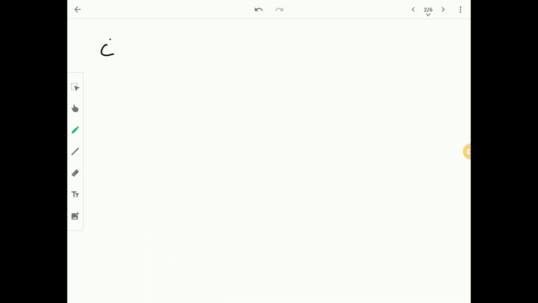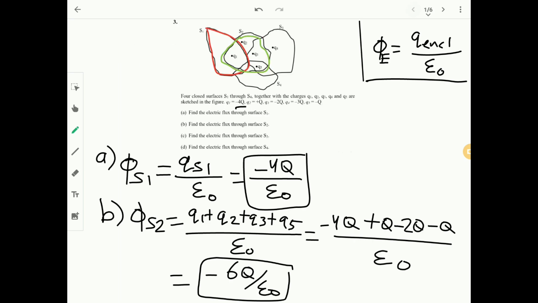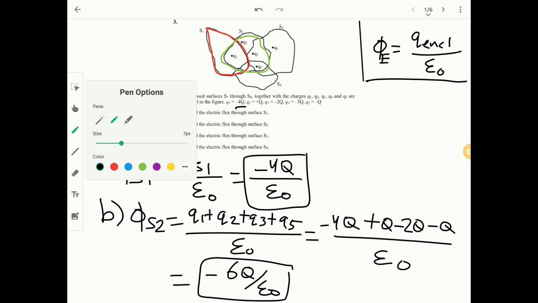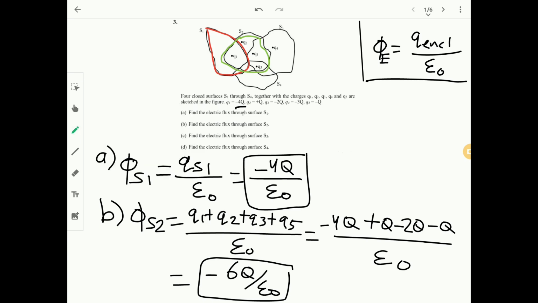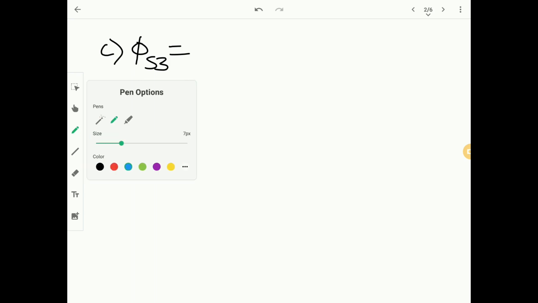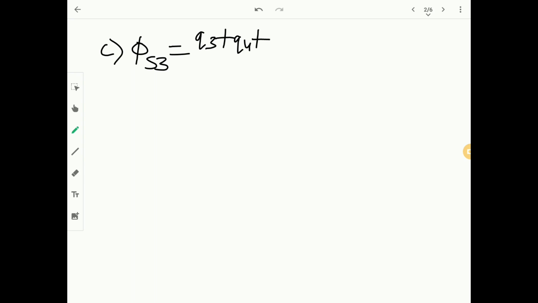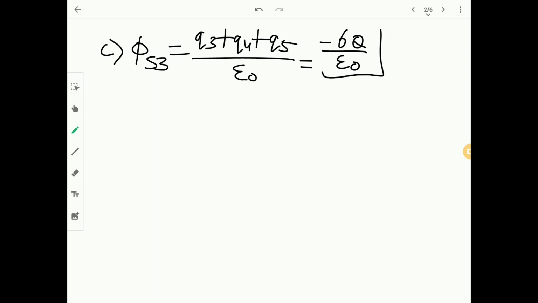Coming to part C now, let's go back to the diagram. Phi of S3 is equal to, now let's use, I don't know, blue for S3. What is there in S3? All of this. Q3, Q4 and Q5 are there. So Q3 plus Q4 plus Q5, all of that over epsilon 0, and when you simplify you should get again -6Q over epsilon 0, which shows us that the fluxes through S2 and S3 are equivalent.